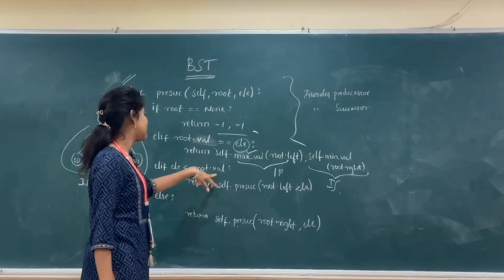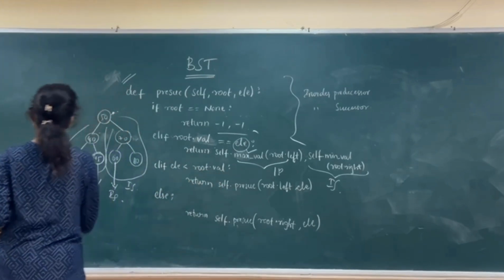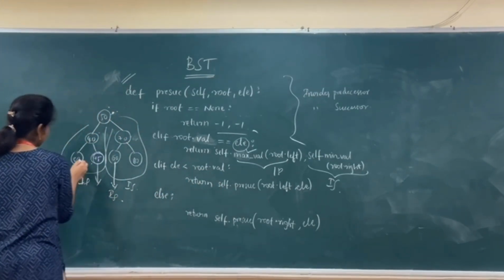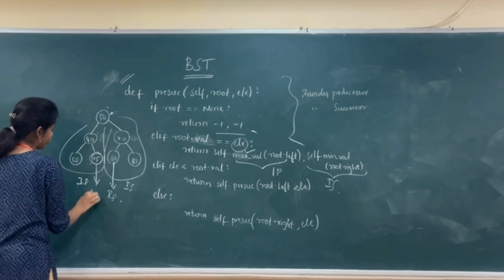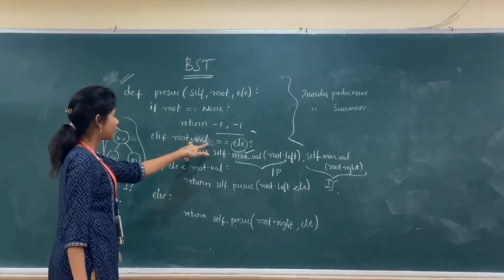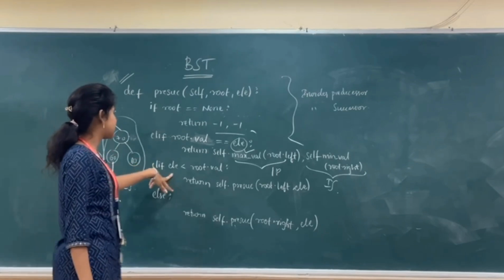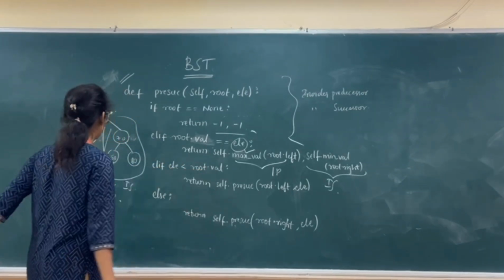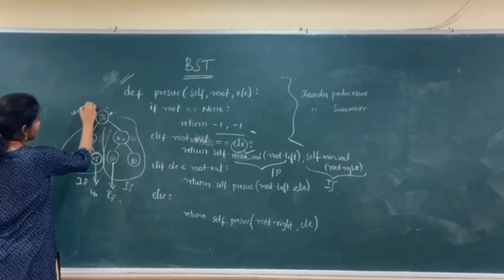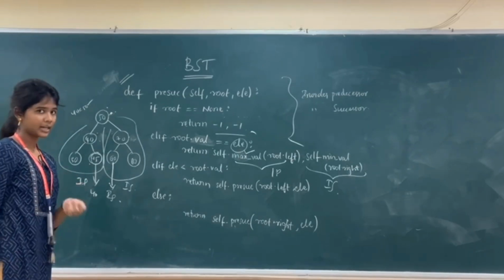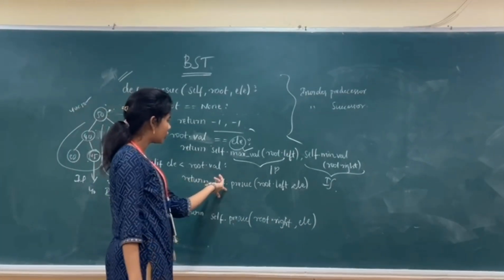The next condition is element less than root.value. Suppose the element is not 50, we'll take 40. We'll check whether root.value is equal to the element. 50 equals 40? Not right. So we'll go to the next condition. Is the element less than root.value? 40 is less than 50. The condition is correct, right? So we'll return self.